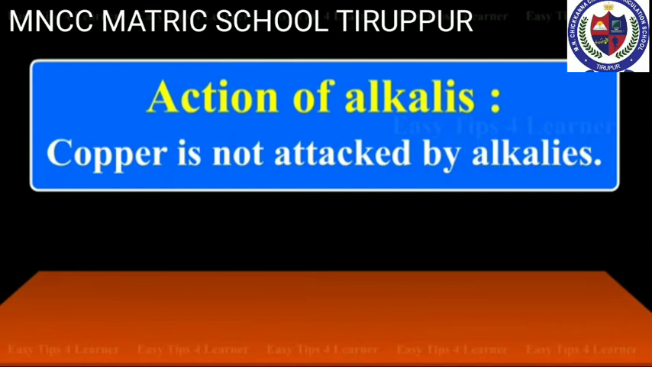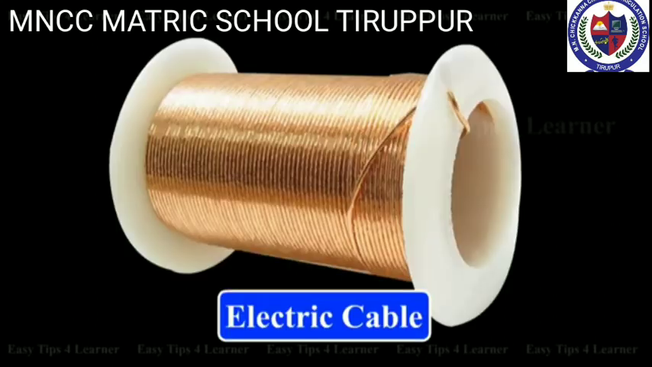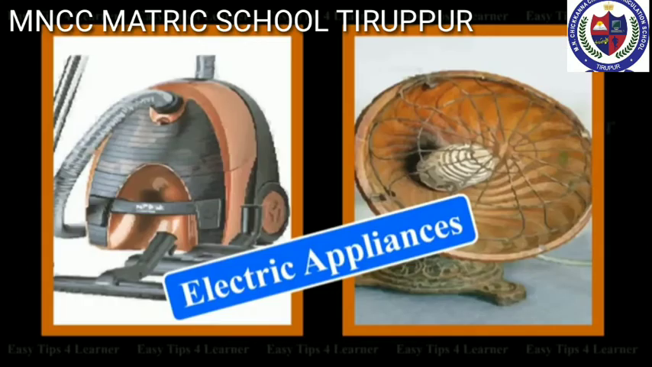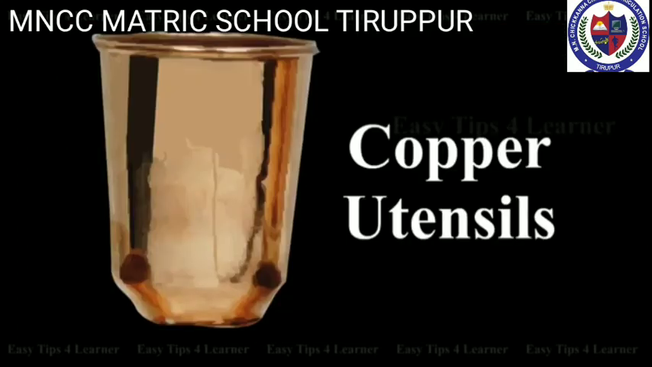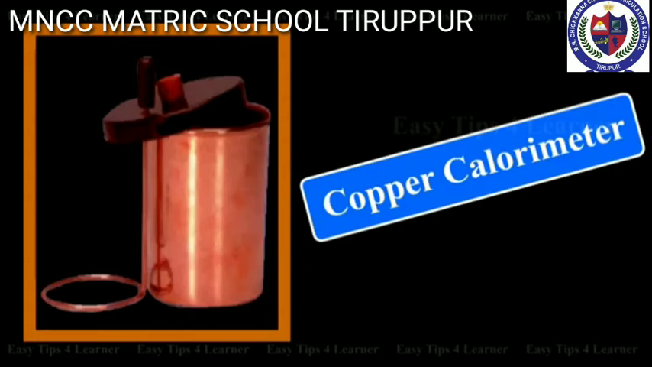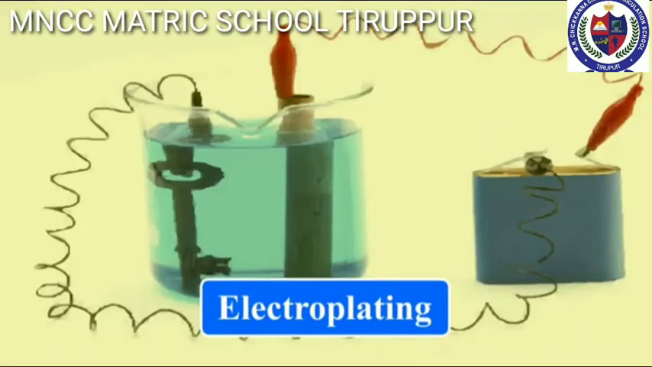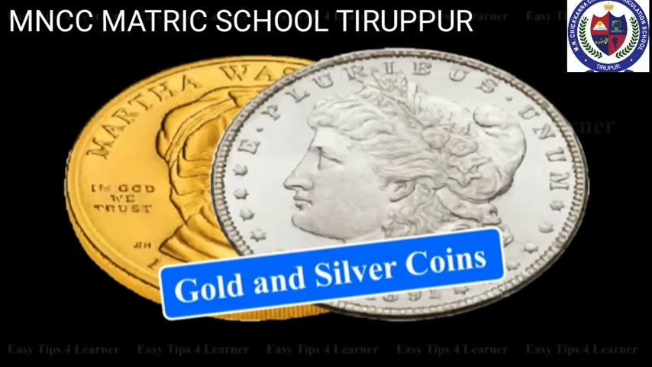Now let's learn about uses of copper. It is extensively used in manufacturing electric cables and other electric appliances. It is used for making utensils, containers, calorimeters and coins. Third, it is used in electroplating, and last point, it is alloyed with gold and silver for making coins and jewels.